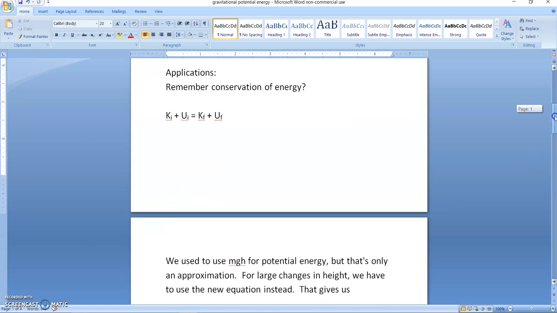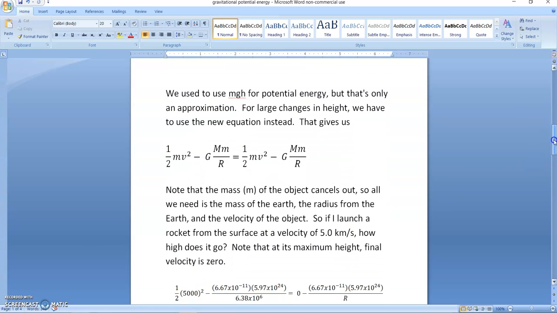And so your equation now becomes this. Okay? This is now your new conservation of energy equation. 1/2 mv squared initial plus, or minus, because the negative is plus and negative, so minus GMm over r initial equals the final values. Okay? Notice the mass of the object cancels out. It doesn't matter how heavy your rocket is, it's going to do the same thing. Gravity always works that way. So you can cancel out those little m's when you actually use the equation.